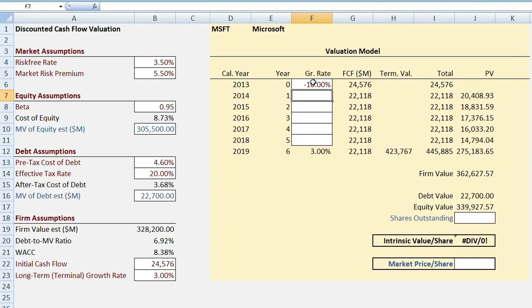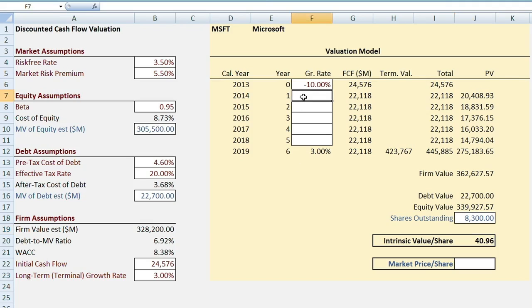You can see my intrinsic value still shows an error because I haven't put in the shares outstanding. If I fix that and put in the shares outstanding, which Microsoft has about 8.3 billion, then it calculates my intrinsic value per share. That intrinsic value per share, just to remind you from the hypothetical model, is the firm value minus the debt value, giving us the residual equity value, and then dividing by the shares outstanding to give us the $40.96 per share stock price.